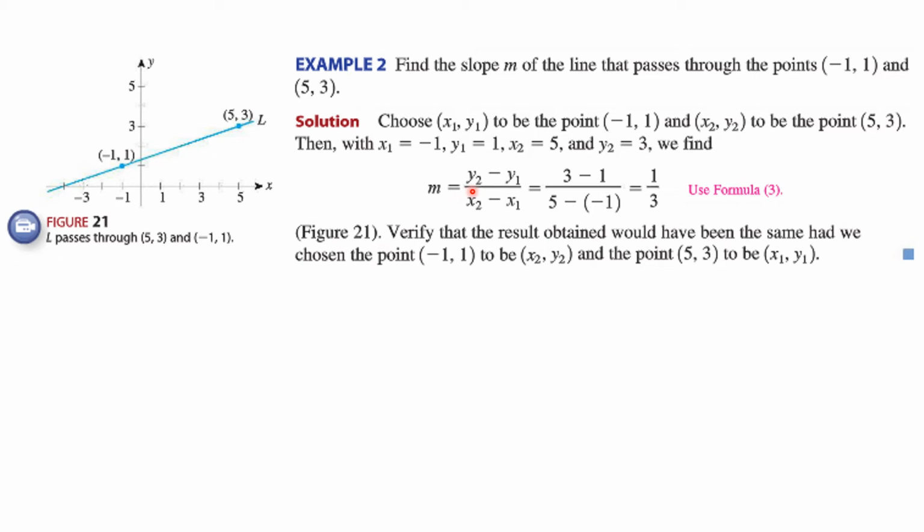m is equal to y2 minus y1 over x2 minus x1. We do the formula. Notice that when x1 is -1, we have a minus. That gives us a plus, so that is going to be 6. This is going to be 2. 2 over 6 in lowest terms is 1/3. Again, it doesn't matter which one you pick to be the first point and which one you pick to be the second point.